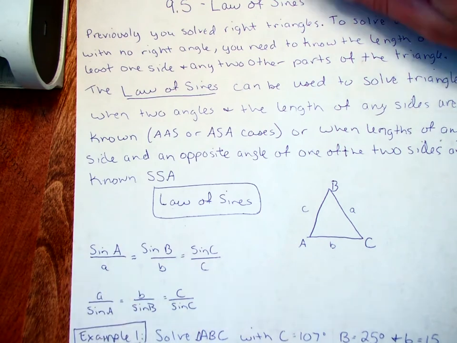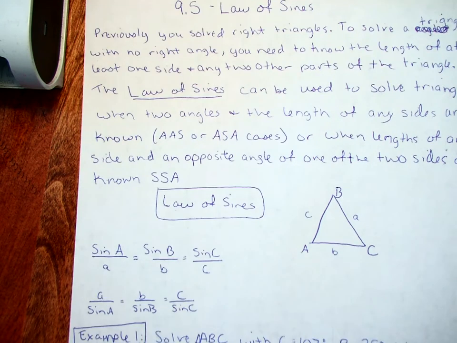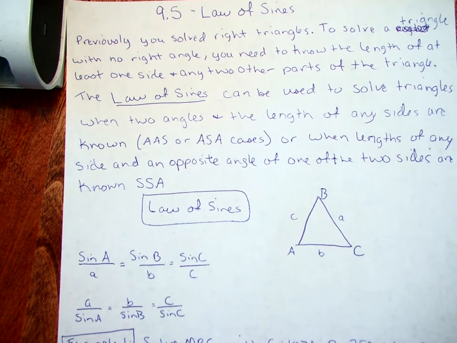Okay, so today we are going to work with 9.5, which is law of sines. It says previously you solved right triangles. That was through Pythagorean theorem. To solve a triangle with no right angle, you need to know the length of at least one side and any two other parts of the triangle. So that could be another side or that could be an angle.